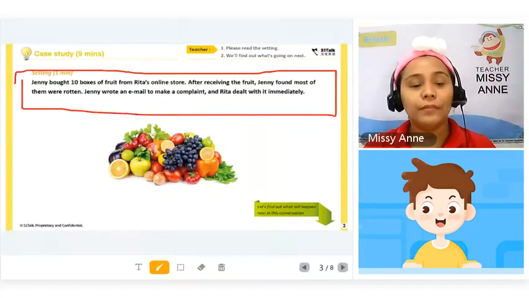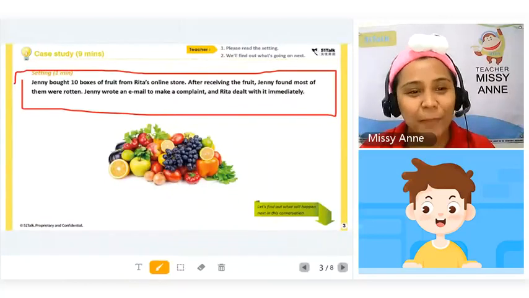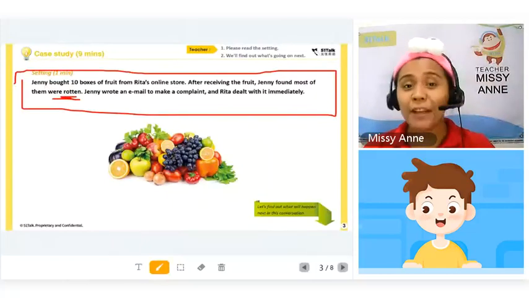Jillian bought 10 boxes of fruit from Rita's online store. After receiving the fruit, Jenny found most of them were rotten. Jenny wrote an email to make a complaint, and Rita dealt with it immediately. Okay, now let's repeat this, Fiona. Just say rotten. Rotten. Okay, so what happened, Fiona? What happened with the case in here?